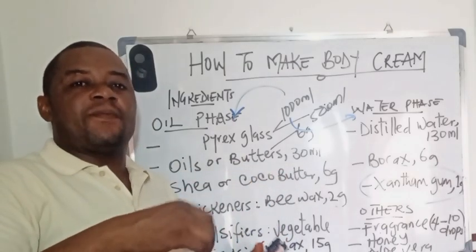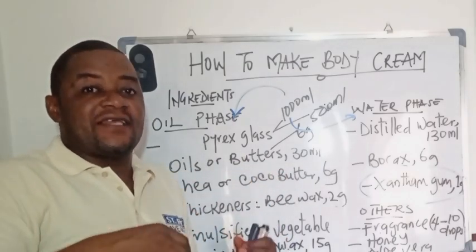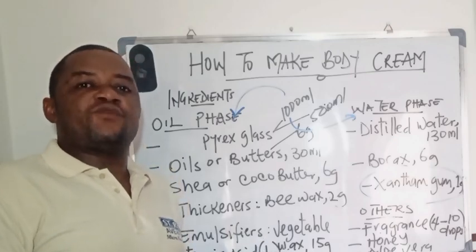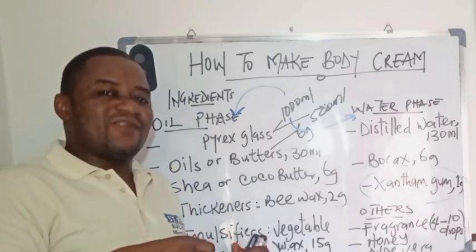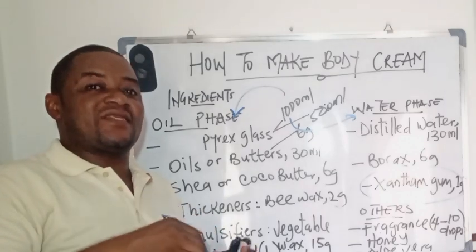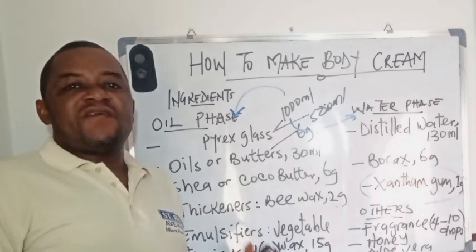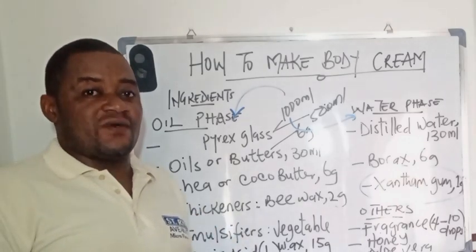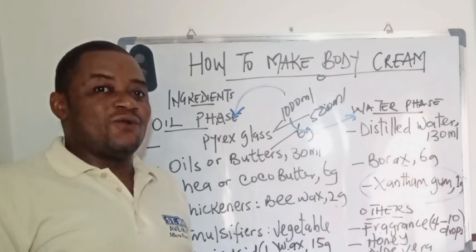It will get to a point where you want that texture. If you want the cream to be thicker, then you continue to pour the oil phase into the water phase and continue to stir until you get to a texture you want. But if you never wanted cream, it is a lotion you want. Remember that creams are thicker than lotion.